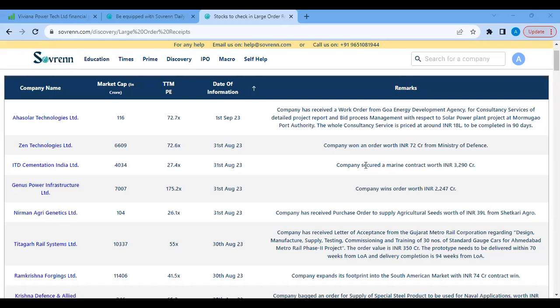Which company got a 72 crore order from Ministry of Defense? Zentech. Now someone is asking a very valid question, what is a large order? Someone is asking a very good question. If a 1 lakh crore revenue company gets a 100 crore order, is that a big order?